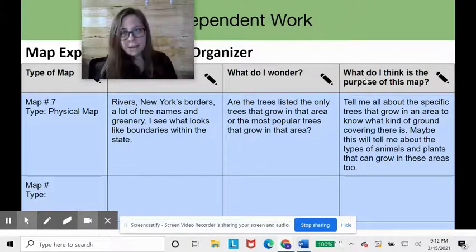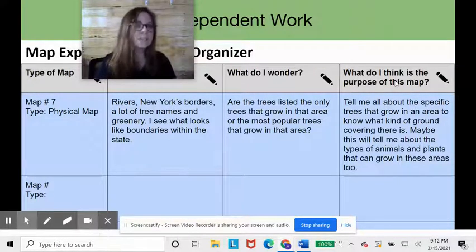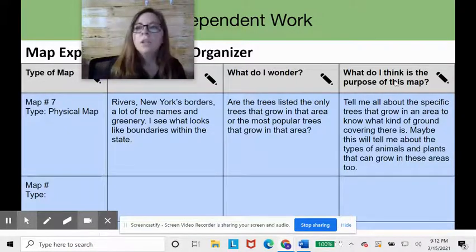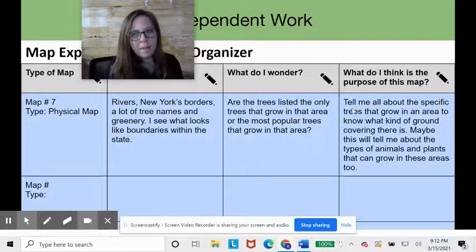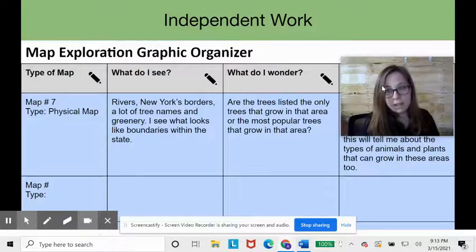The last thing I did, friends, is I had to think and be a little bit reflective of what I learned in class and what I'm noticing. So I had to think, what's the purpose of this map? And I think the purpose of this map is to tell me all about the specific trees that grow in an area to know what kind of ground covering there is. Maybe this will tell me about the types of animals and plants that can grow and live in these areas too. Maybe it won't. I'm making a prediction based on what I'm wondering, what I'm noticing, and what I learned in class about maps.